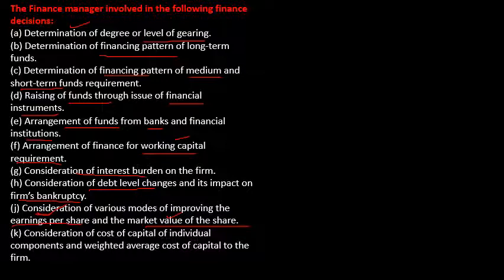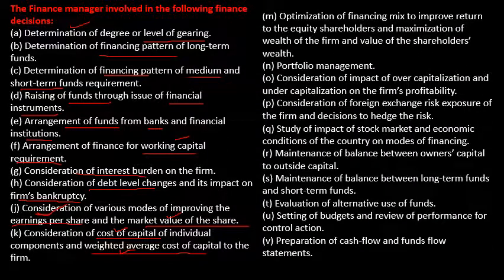Here it is just what are the areas that come under finance decisions. Next is a consideration of cost of capital of individual components and weighted average cost of capital to the firm. So cost of capital as well as weighted average cost of capital is to be considered for the company. Again, separate concepts are there related to cost of capital as well as weighted average cost of capital. There I will explain in detail. Again, here we are only covering the areas which come under financial decisions.